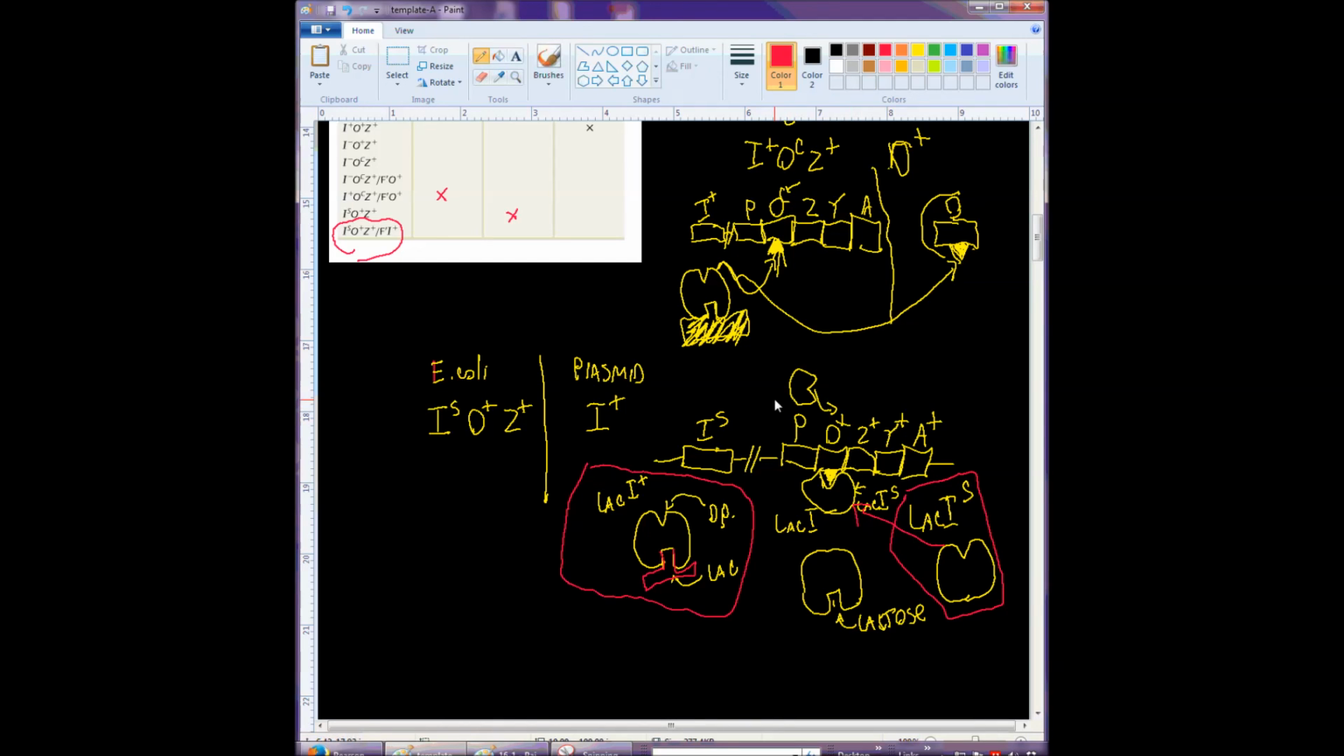So it's always going to be blocking transcription of the operon, no matter whether lactose is there or not. And it doesn't even matter what this one is doing. This one is responding to lactose and undergoing allosteric shifts when lactose is there and when it's not there. But because this lac I^S is also on the E. coli chromosome, and it's always expressed, it's always going to be bound, and okay, this operon's never going to be transcribed. So this is also going to be a repressed state.